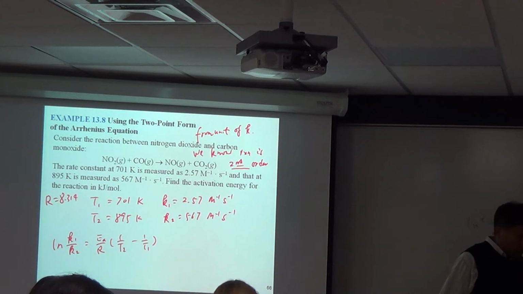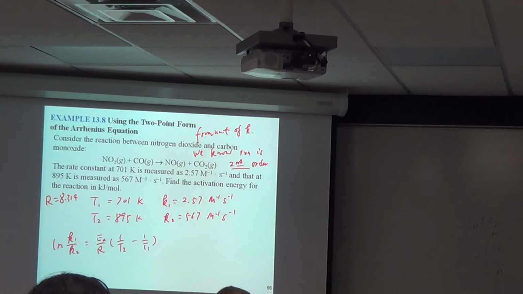So now you just plug those numbers in. We have 2.57 divided by 567. That's wow, like 200 times faster, right? That's a dramatic change. So you will see that become ln equals EA over R, and R is 8.314.